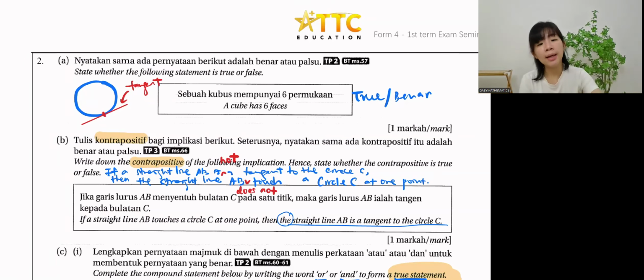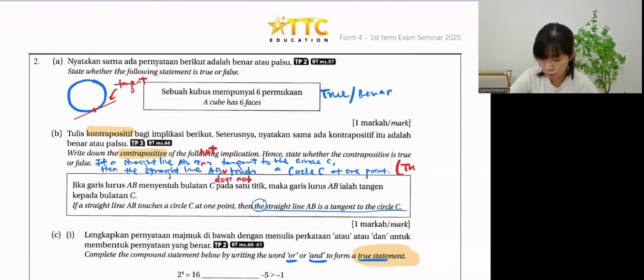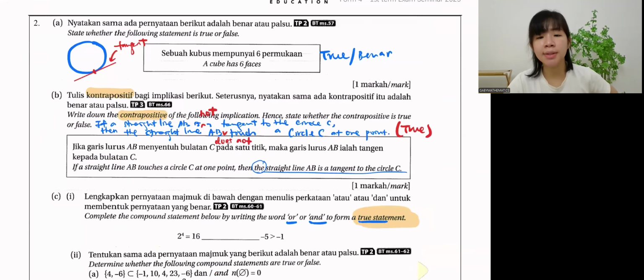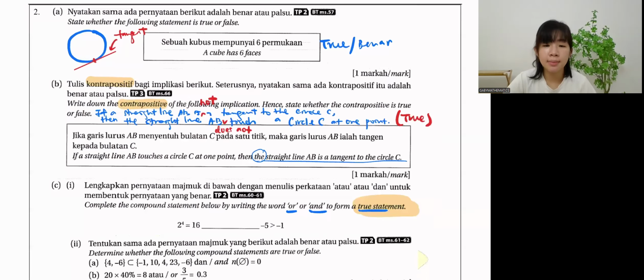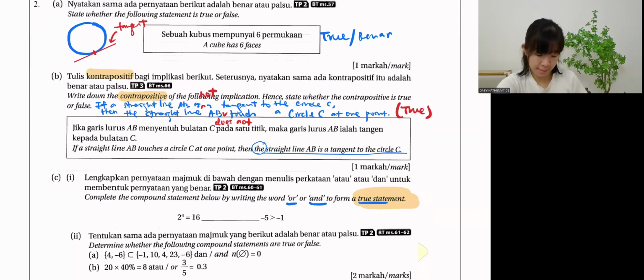So they say if a straight line AB is not the tangent of circle C, meaning the straight line is not touching the circle at one point. So the answer is true. If the line is not the tangent, it means the line is not touching, because only if the line touches one point, we call it a tangent. So this sentence is true. Okay, next, back to this. So we have to use or and.